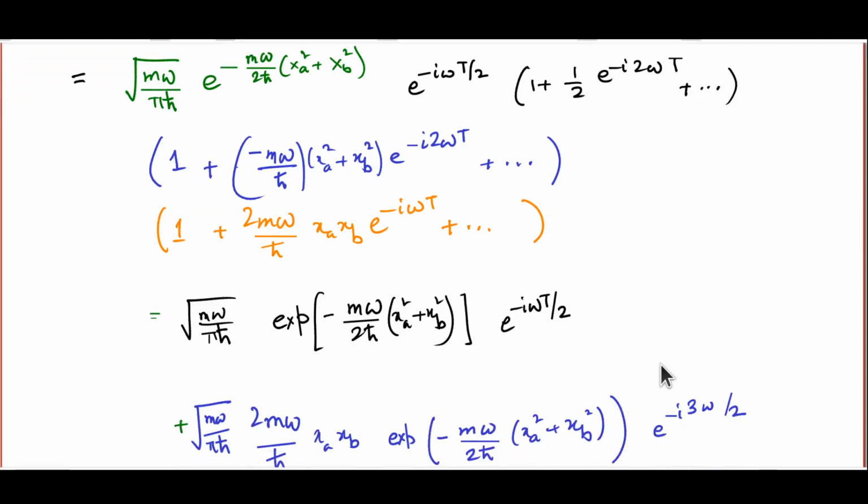The next term, well, you will get e to the minus i omega T by 2 times e to the minus i omega T. That's going to be the next term. So that's root over m omega by pi h cross times twice m omega by h cross xa xb times the exponential factor minus m omega by 2 h cross into (xa square plus xb square), which was always there, times e to the minus i 3 omega T by 2. This is what you get when you take 1 from here, 1 from here and this term from the third bracket. Of course, there's an overall e to the minus i omega T by 2 outside. So you get a total of e to the minus i 3 omega T by 2.